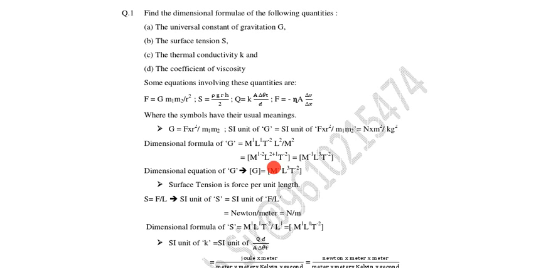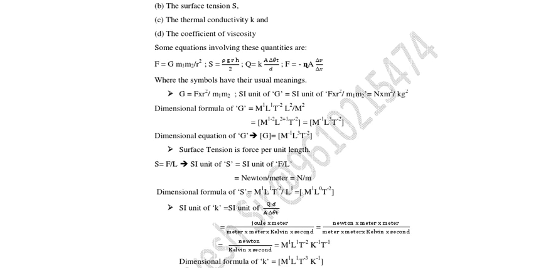We will solve this. Solving these values, you will get M raised to power minus 1, L raised to power 3 and T raised to power minus 2. So this is the dimensional formula for G. Now you equate it with the physical quantity, and you will get the dimensional equation. So this is the dimensional equation for G. Please do remember the procedure. Following this procedure, you will be able to determine the dimensional formula of any physical quantity.